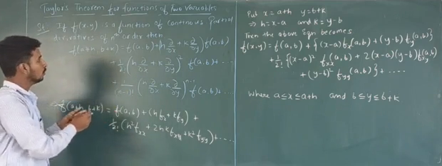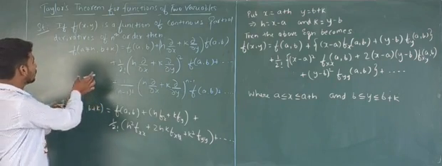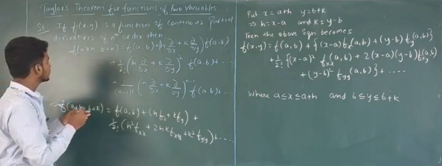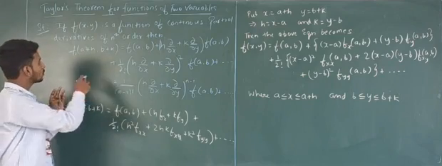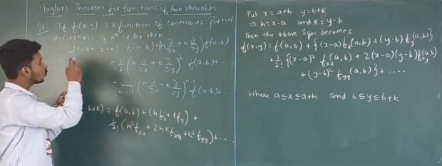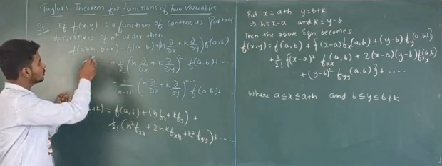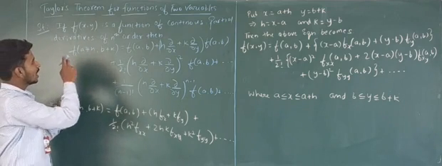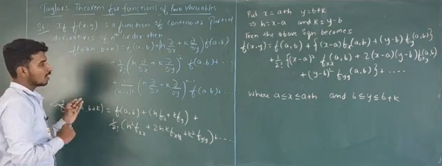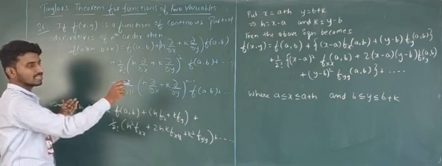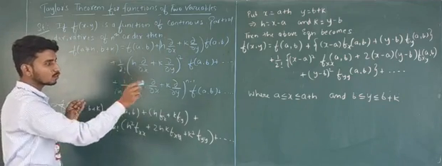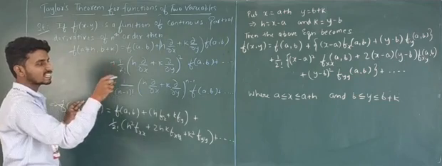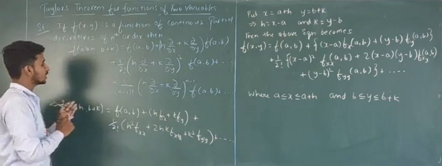Now we have to prove this. We have taken a plus h because x is less than or equal to a plus h, and y is less than or equal to b plus k. That is the given condition: a is less than or equal to x is less than or equal to a plus h, and b is less than or equal to y is less than or equal to b plus k.